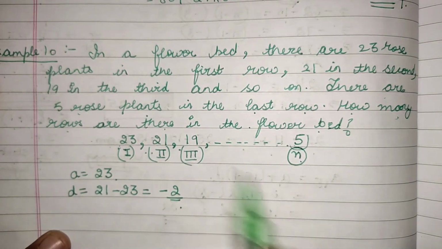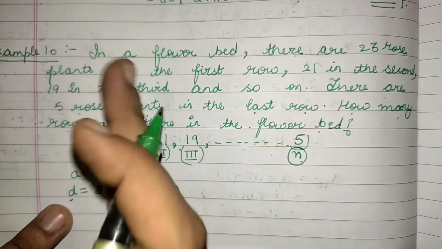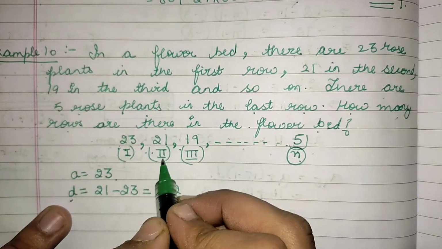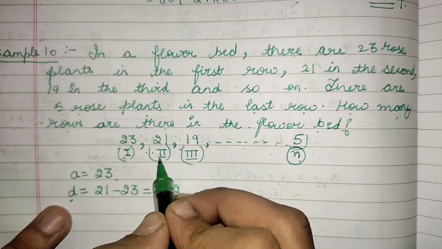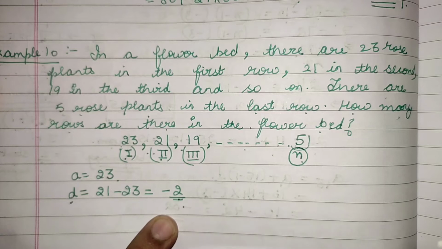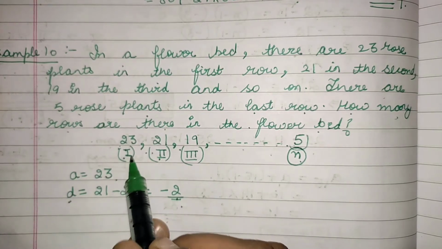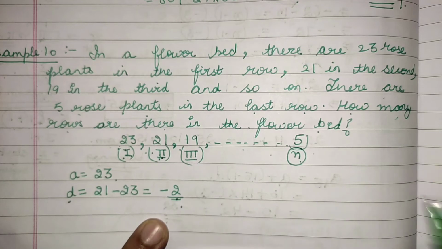So always remember this thing, while finding out the common difference you have to subtract the lower term from the higher term. Means first term will be subtracted from the second term always, whether my common difference is positive or negative, but I have to subtract my first term from the second term.